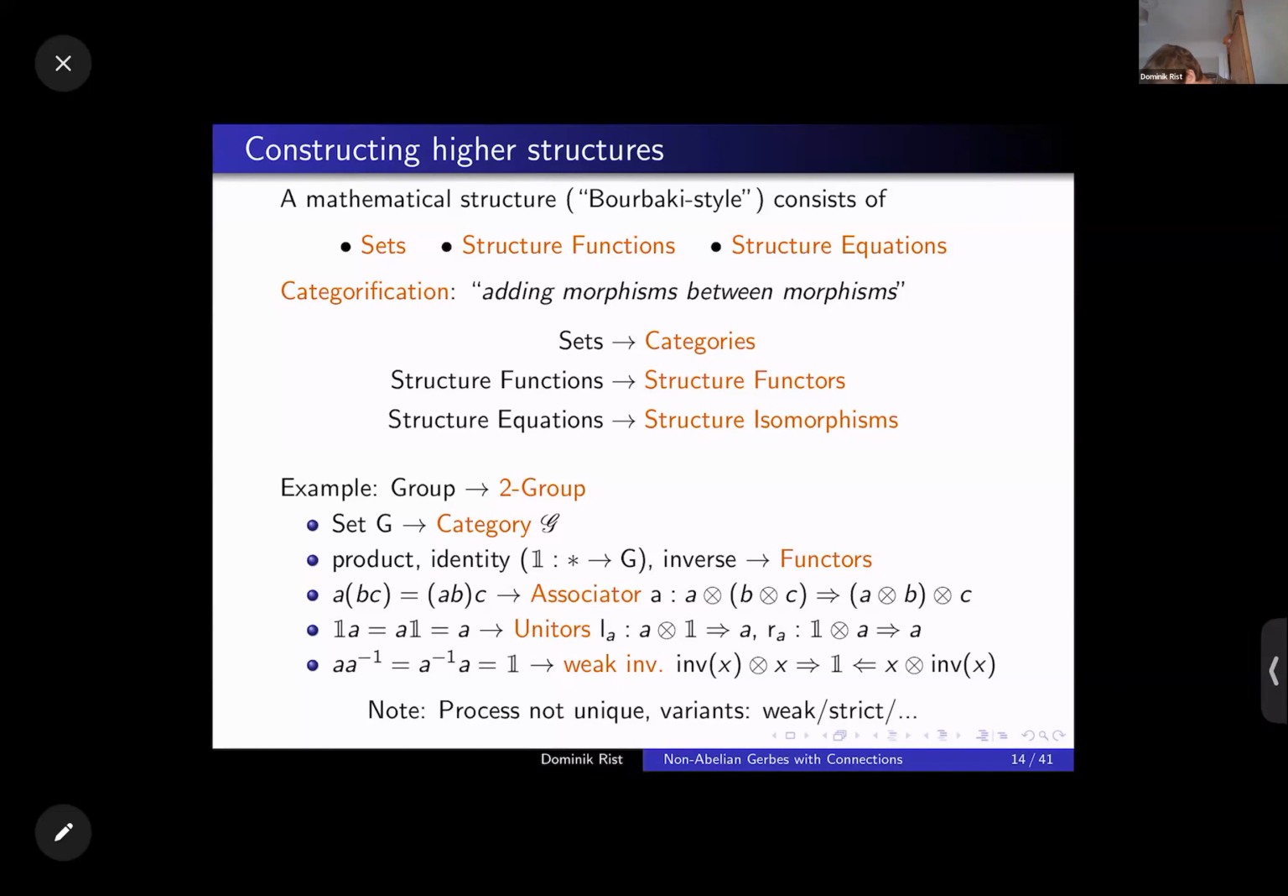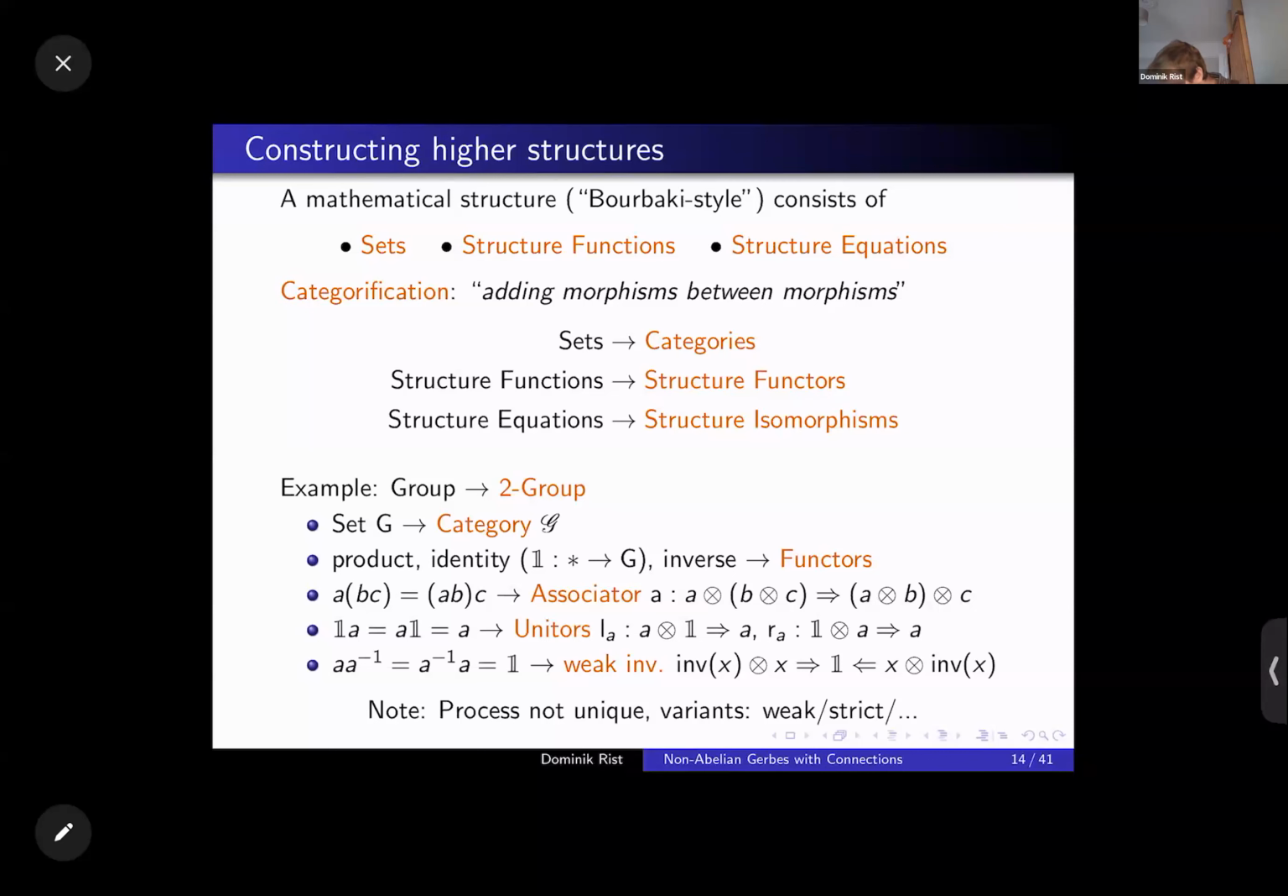And similarly, the unit. So I had a unit in my category. Now I have a functor. Now I have a unitor. So that's some kind of transformation which transforms this object into this one. And so in general, I distinguish the left and right unitors, whereas in the group they were the same, right? And similarly for the inverse, I have a notion of a weak inverse. So again, some kind of transformation which takes an x and associates to it its weak inverse such that I can transform it to 1. Don't worry about this too much because we won't need that. I'm just giving this as an example of how we perform the categorification.